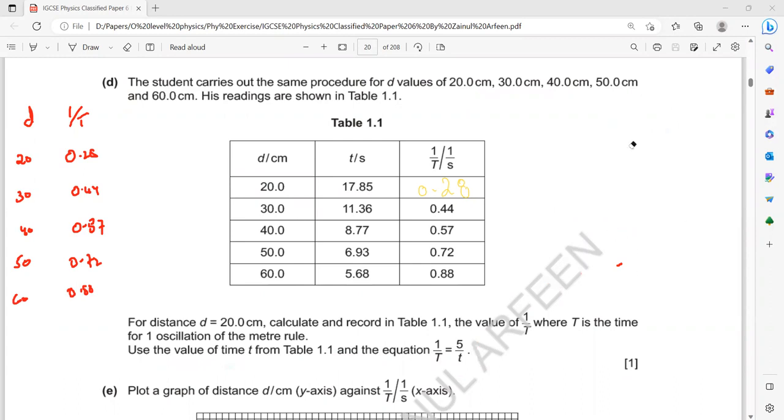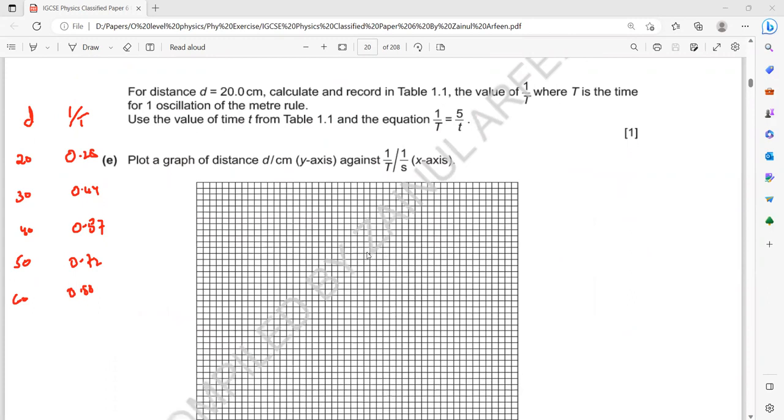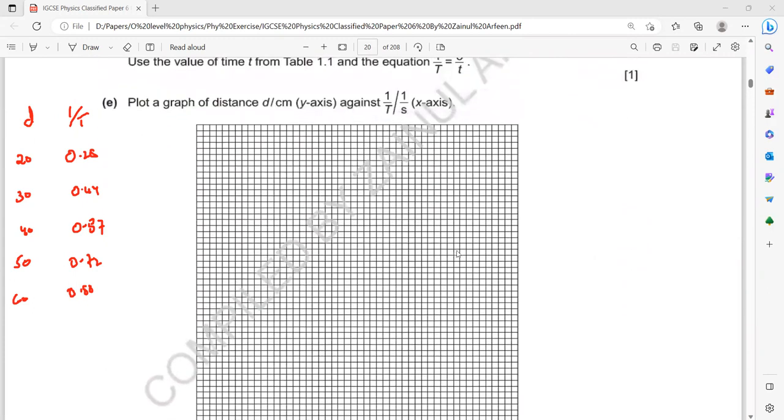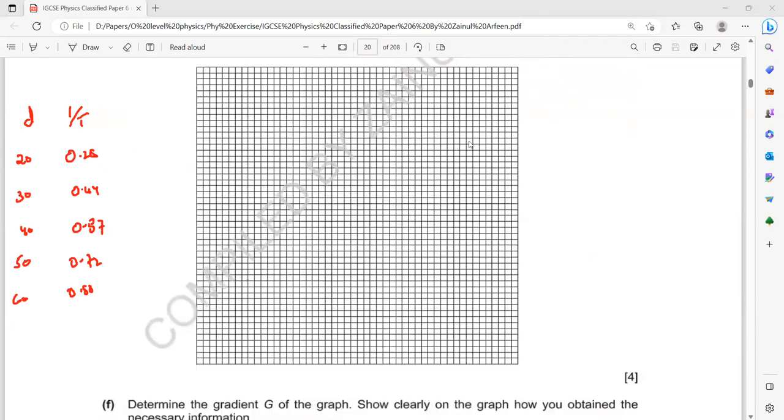Now we have to plot a graph. They mention D should be on the y-axis and 1 over T on the x-axis. But here they did not mention you should start from origin, or that you should not include origin. They did not specify, so we have to use the origin here. So D is there.